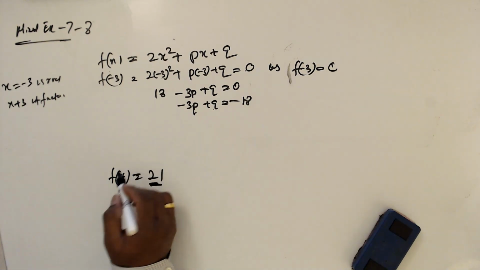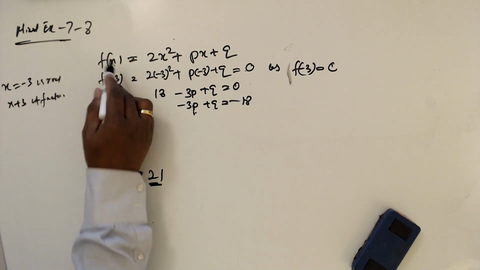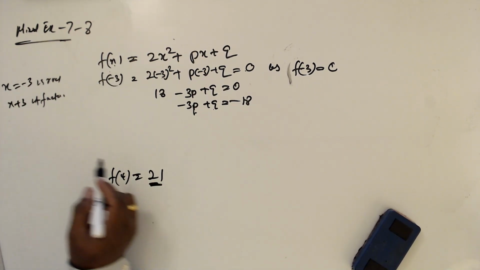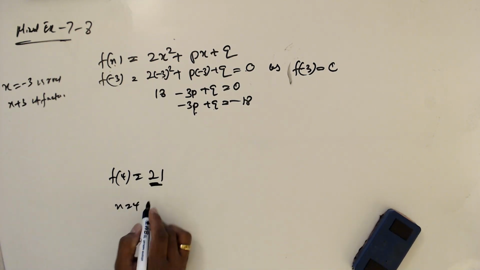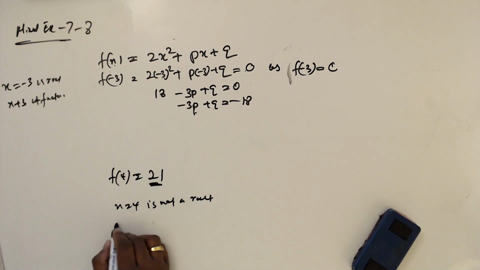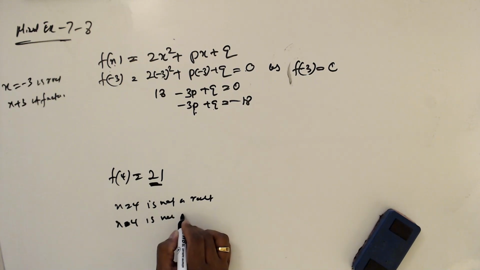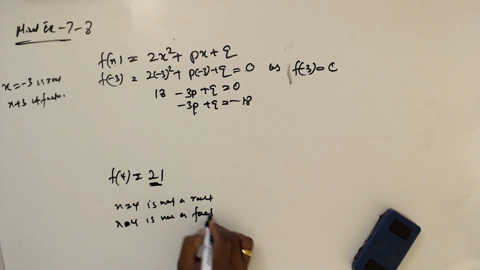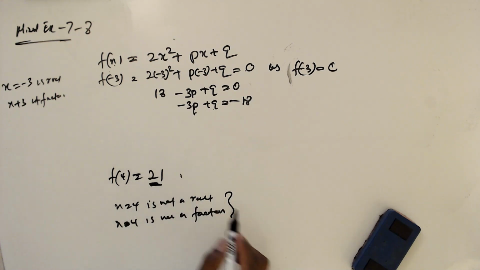Now we'll insert x equal 4 to this one. Now x equal 4 is not a root, and x minus 4 is not a factor. Why? Because it's not equal to 0.